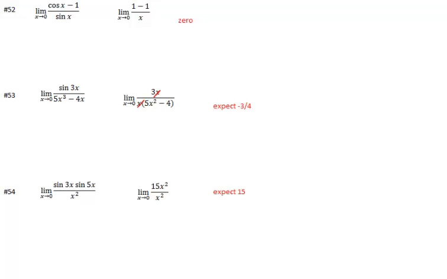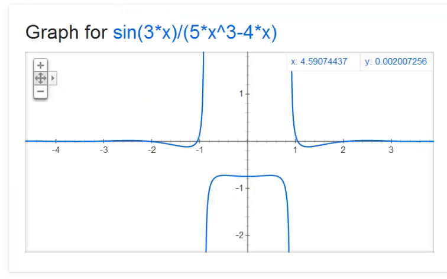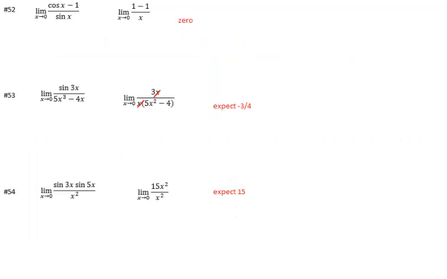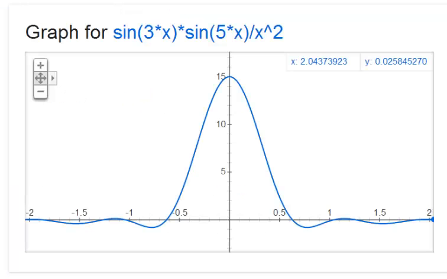For the second one, we had sine 3x over this polynomial. So here I've typed in the function, and it looks kind of like a sad face. If we look near x equals 0, you can see y is negative 0.7499. We're getting very close to negative 3/4, which confirms our suspicion empirically. For the last one, we had sine 3x times sine 5x over x squared, and we expected to get 15. Let's see what we get.